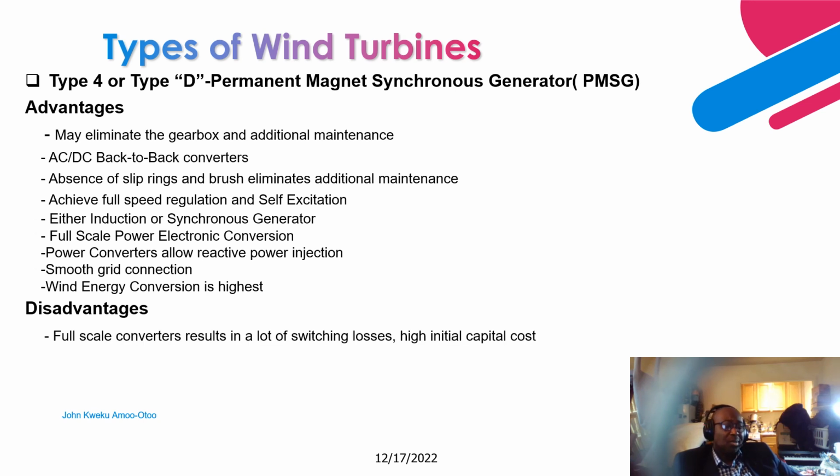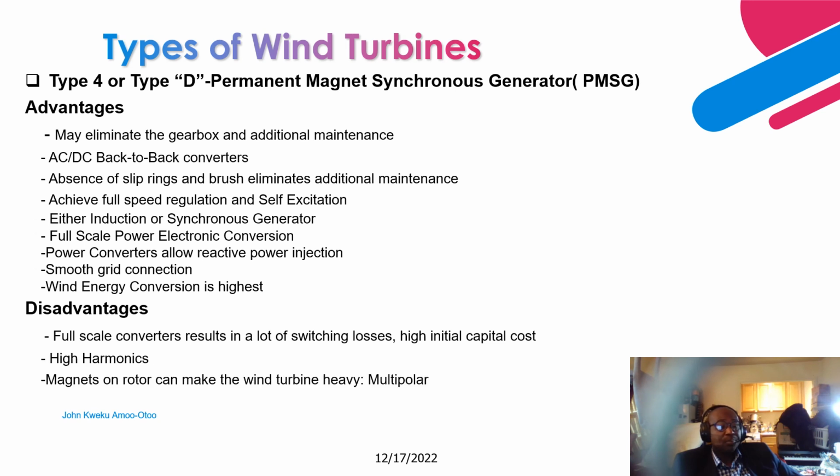But let's talk about the disadvantages. As much as we have many advantages of this type of wind turbine over the doubly fed induction generator, the full scale converters result in a lot of friction losses, and also the capital cost is very high right from the initial. But basically, it pays off with time. It has high harmonics. You have full scale power electronics converters, AC to DC, DC to AC, and they are full scale. Definitely, you're going to have high harmonics, and definitely you require harmonic filters to filter out these harmonics.